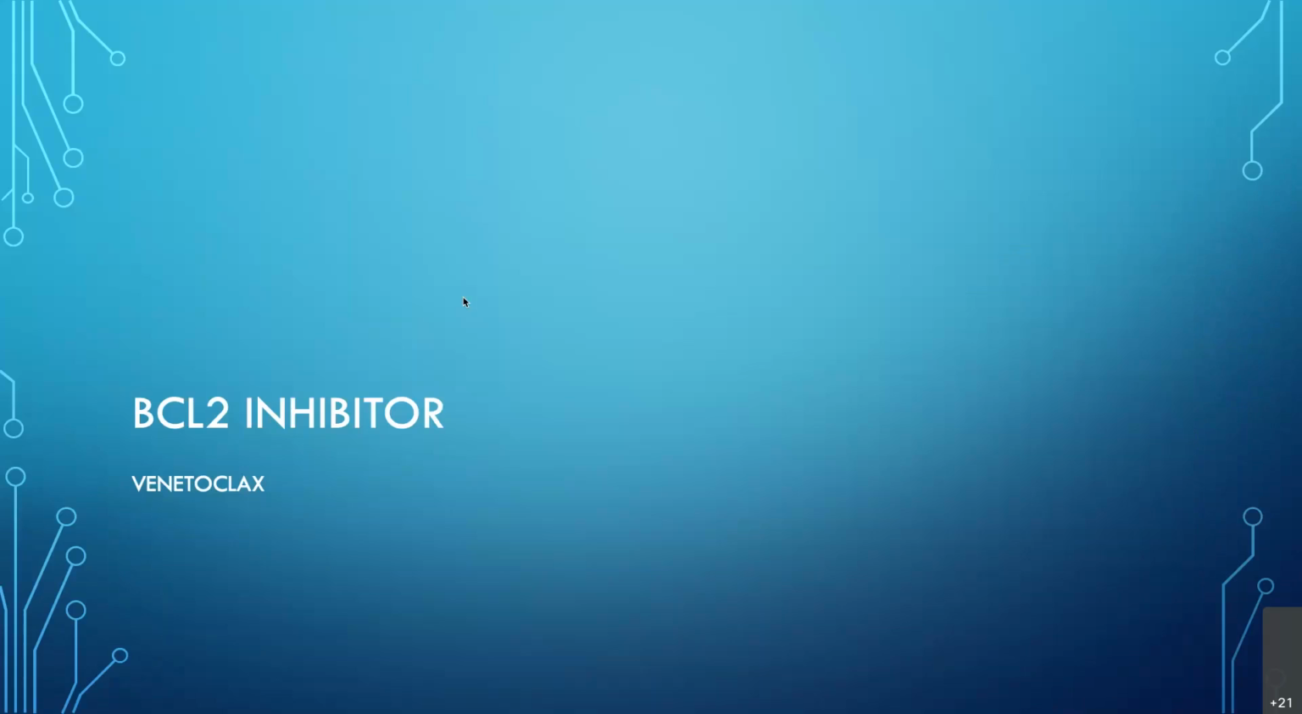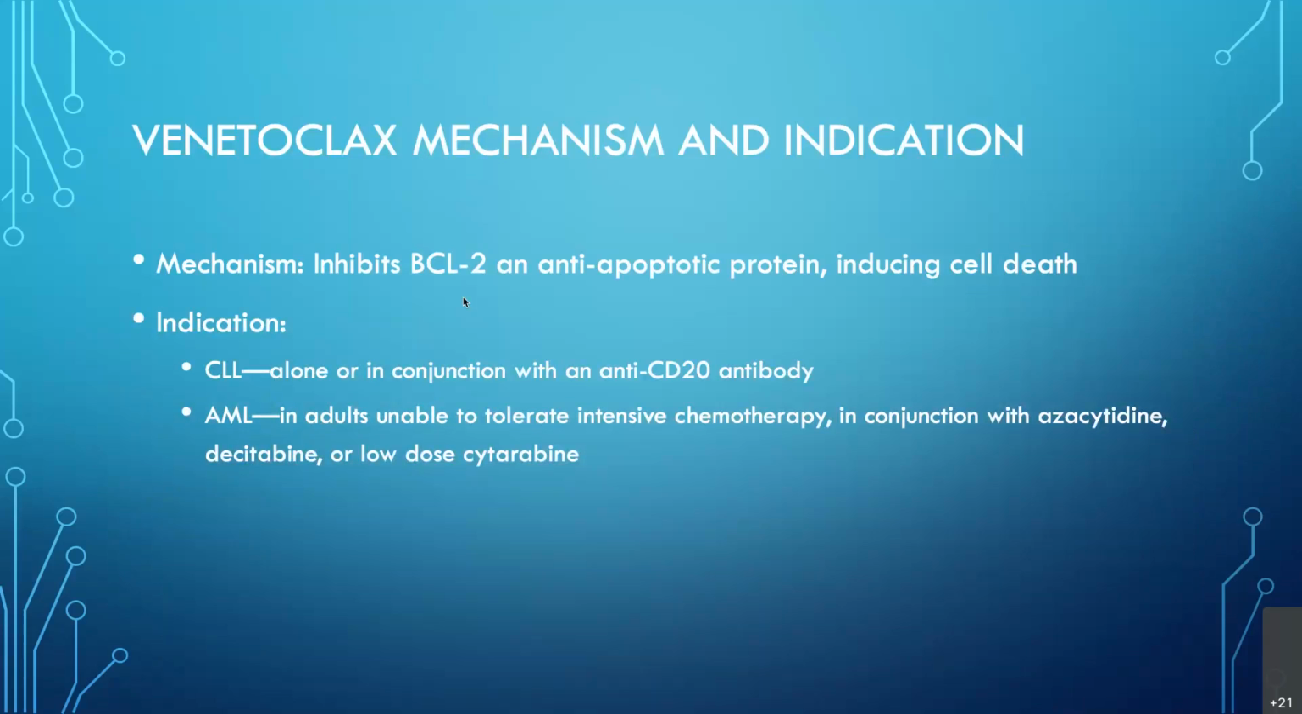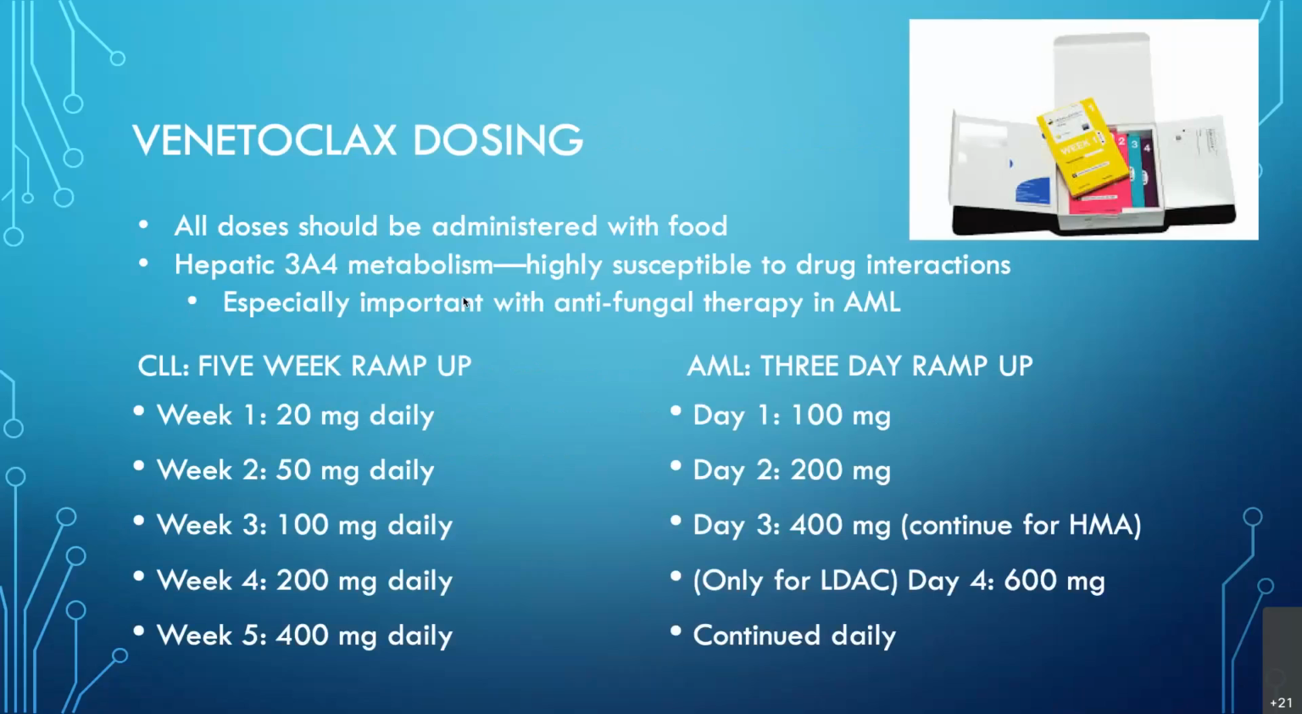That brings us to our BCL2 inhibitor, venetoclax, as we move between CLL and AML. So venetoclax inhibits BCL2, which is an anti-apoptotic protein. So we're inhibiting an anti-apoptotic protein, which induces cell death. And it's indicated in both CLL and AML. Looking at our dosing schedules, these are going to vary greatly according to the indication it's being used for.